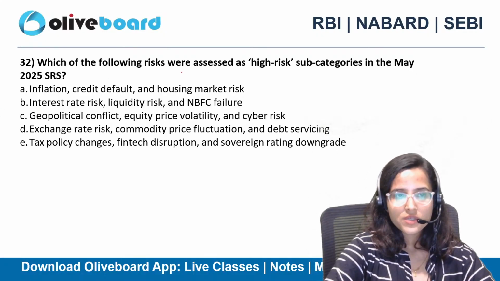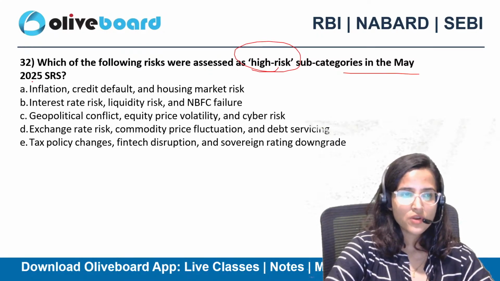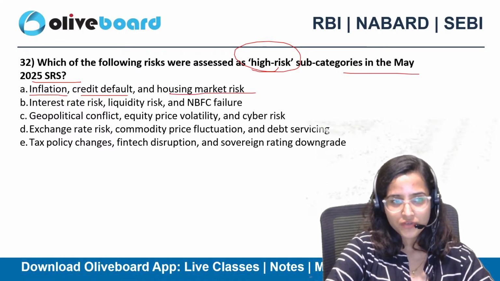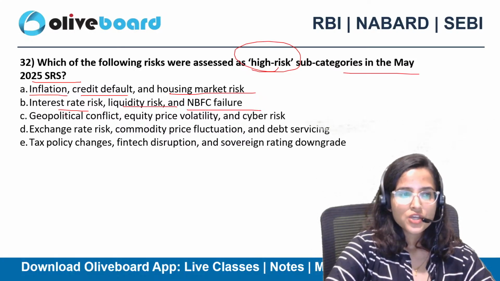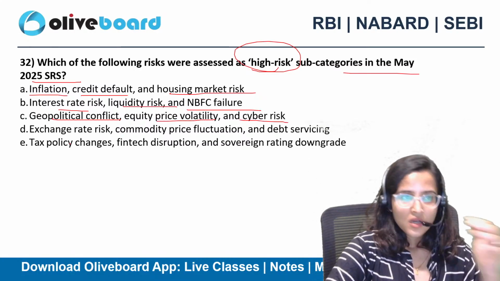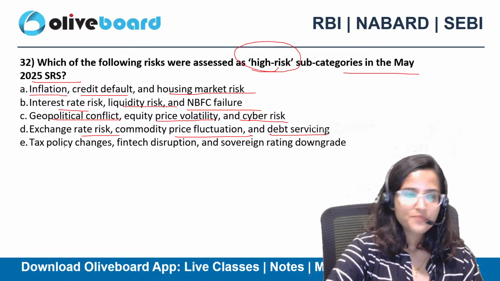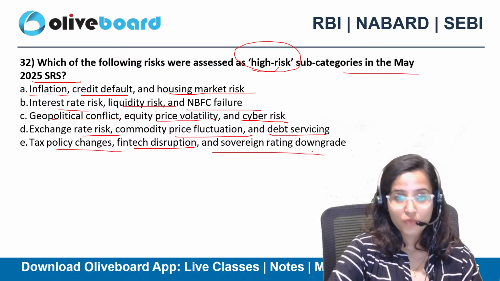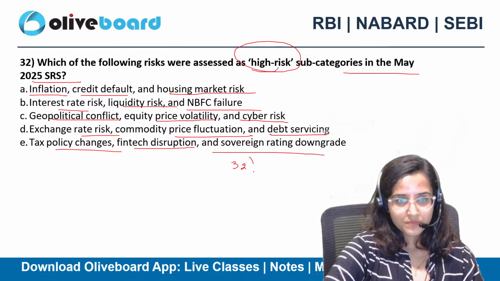Which of the following risks were assessed as high risk subcategories in the May 2025 SRS? Inflation, credit default, and housing market risk, interest rate risk, liquidity risk, NBFC failure, geopolitical conflict, equity price volatility, cyber risk, exchange rate risk, commodity price fluctuation, debt servicing, tax policy changes, fintech disruption, and sovereign rating downgrade. Sorry. 32nd question.